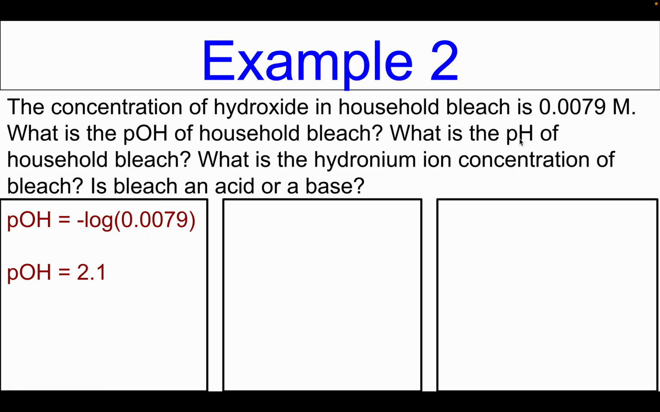So then now we're going to figure out the pH. Remember, pH and pOH will always add up to equal 14. So I'm just going to plug in the 2.1 for pOH, and then we're going to solve for pH. Subtract 2.1 on both sides of this equation, and you'll get 11.9 is the pH. Okay, nearly done. Last problem, figure out the hydronium ion concentration.